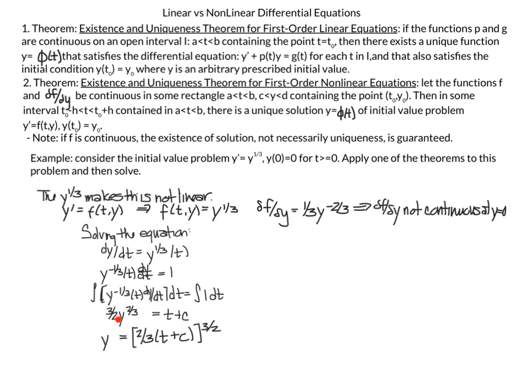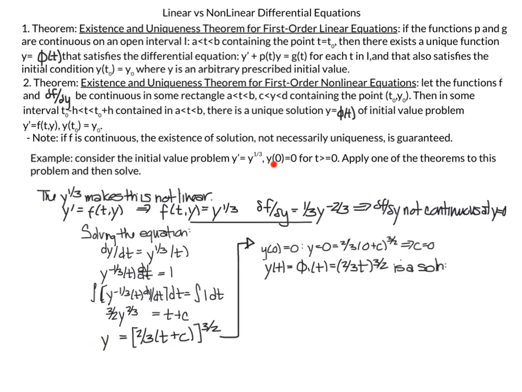the derivative of this with respect to t is exactly what's in these brackets because of the chain rule. Right, if I differentiate this, I'd get 1 times y^(-1/3), but then I also have to multiply by dy/dt, by the chain rule. And on this side, I get t plus a constant c, which means y is equal to (2/3 (t + c))^(3/2), and this is my solution.